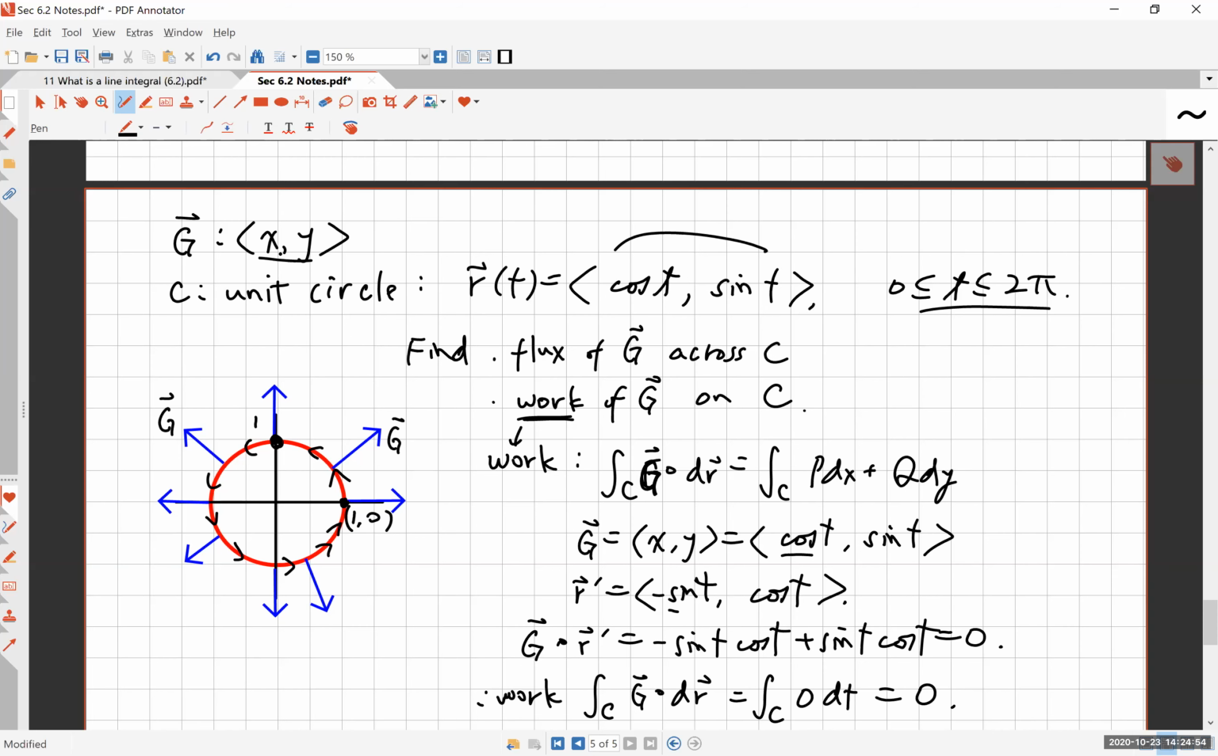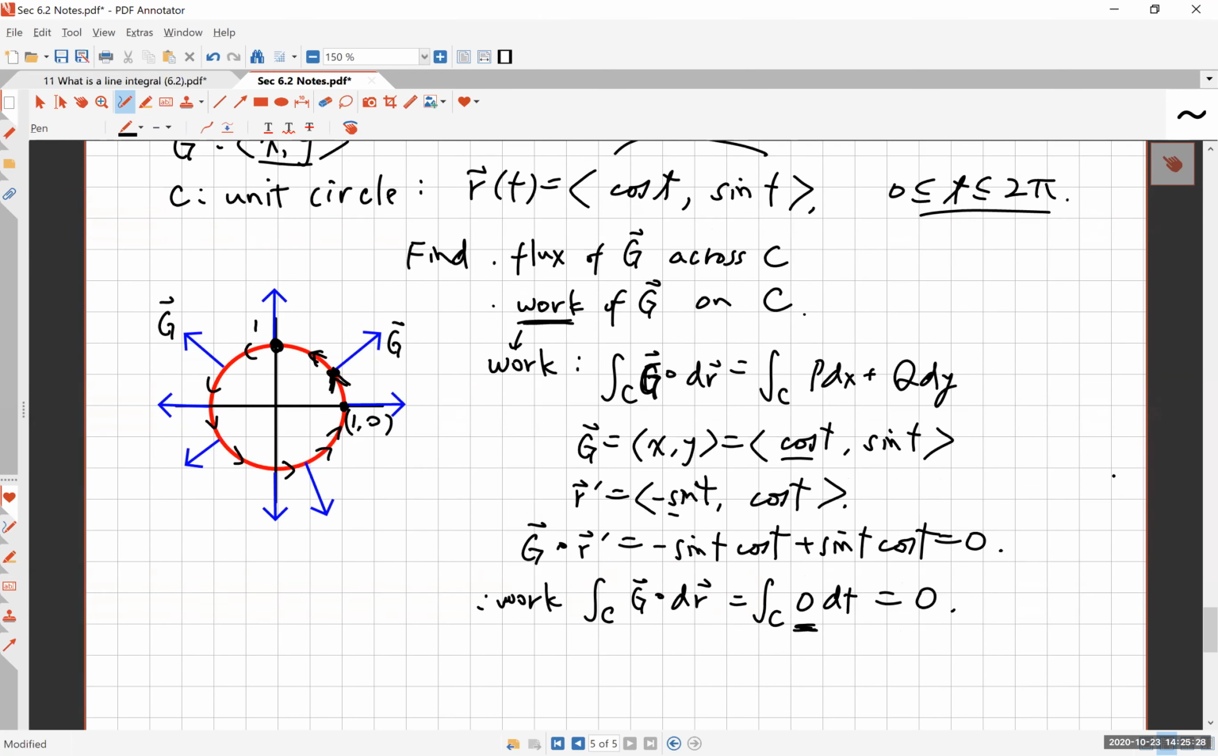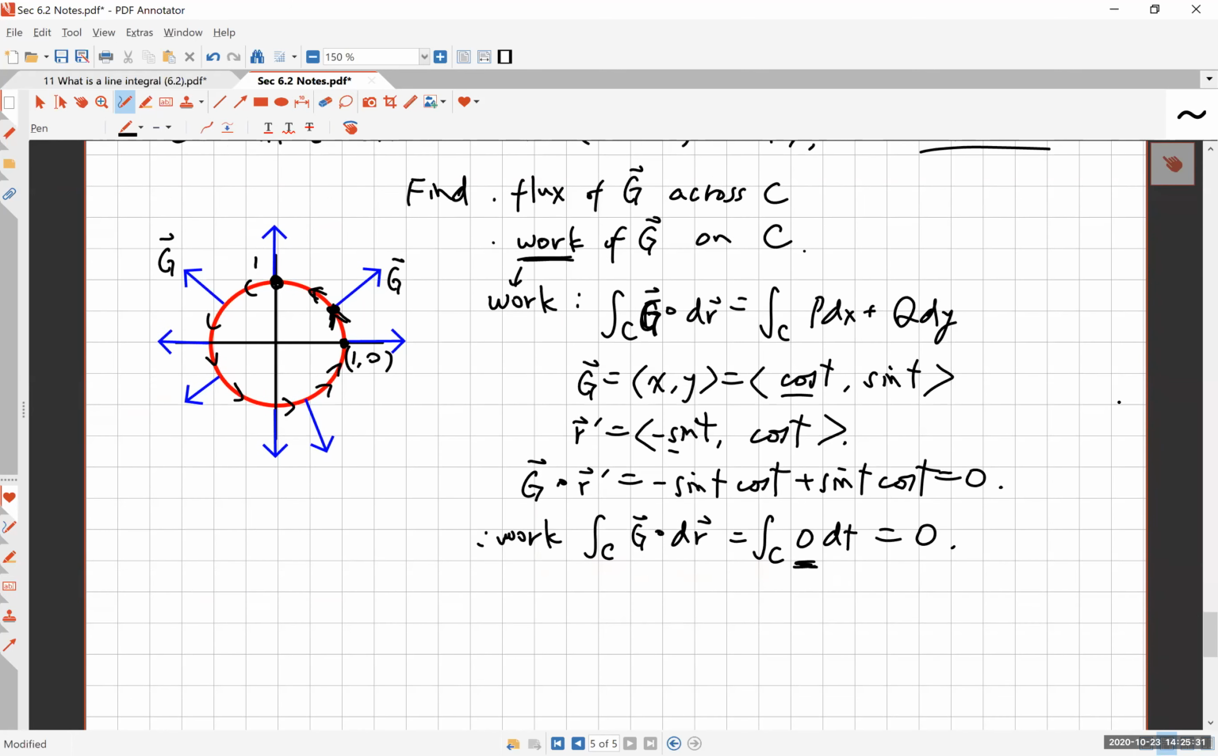And so what can I say? If you are moving in this direction at every single point, the tangential component of G is 0. G is actually trying to push your boat from left to right. And so there is no tangential component, meaning that G is not doing any work at any single point of the circle, right? And that's what this 0 means, okay? This 0 is not like canceling out and eventually becoming 0. This means that at every single point, the tangential component of G is 0 as you go around the circle, and therefore the work is 0.